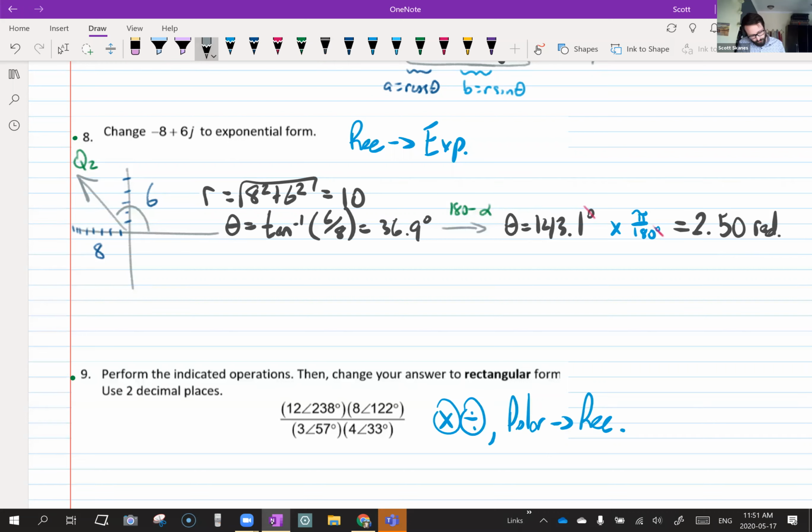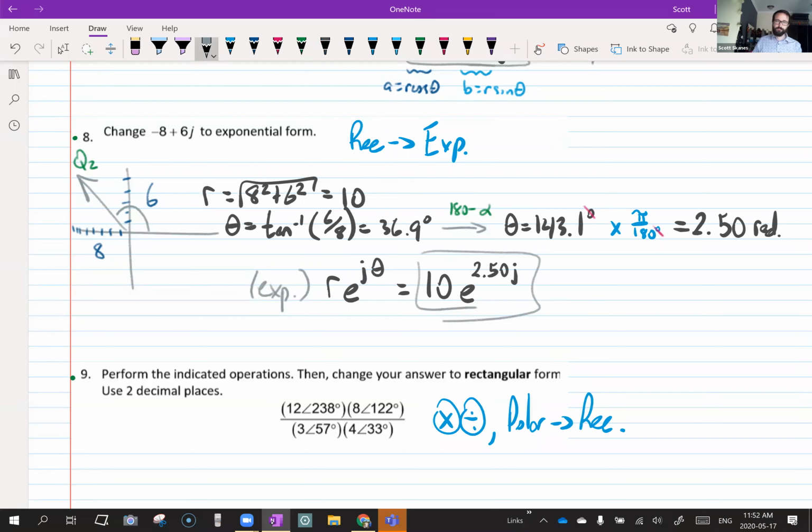What is exponential form? Exponential form looks like this. R e to the power of j theta, and theta's in radians. So just put in what you have. You have 10 e, you know the radians are 2.5, and then you stick the j on it, and we're done. This is our final answer, okay? So it would be really important for you to know how to do these. These would be a good question for a test, for example. Okay, so make sure you know how to do these.